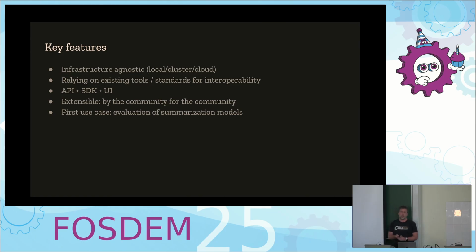Just to give an example, the OpenAI API, which is a de facto standard for communication between large language models and tools that want to use those models, is something we rely on, so we can easily switch from somebody using OpenAI to somebody using a Llamafile or any other kind of local model.